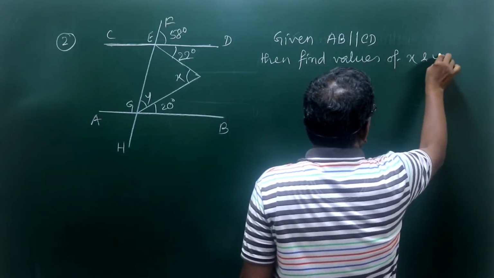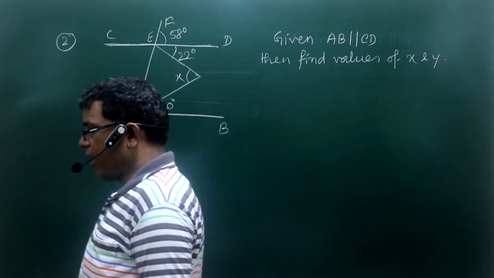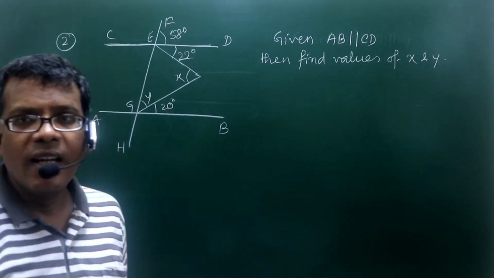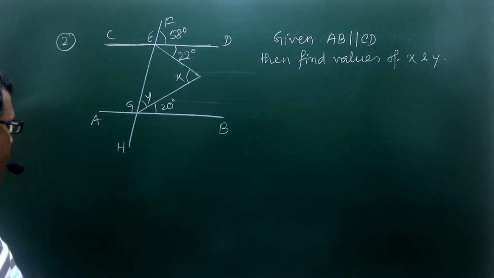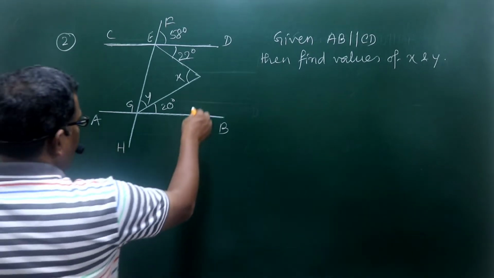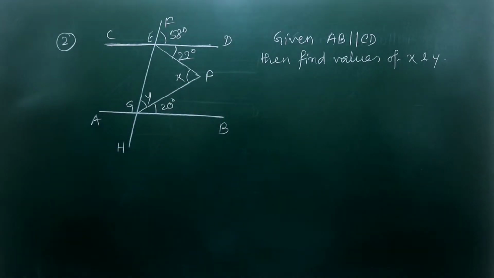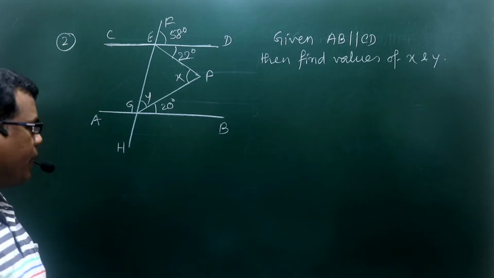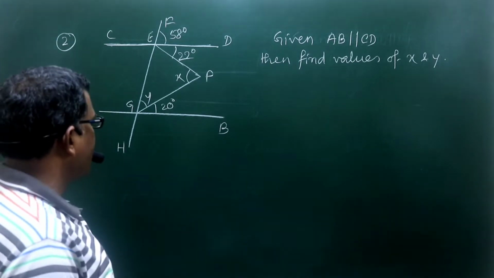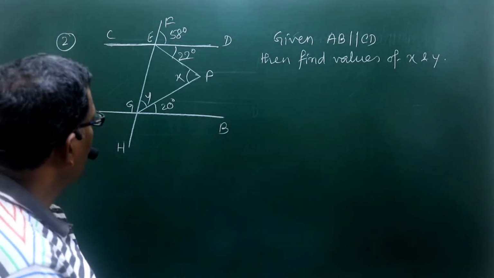X and Y. Okay, so we have to get the values of X and Y as angles appearing at two different vertices in a triangular geometry. If I name this P, the triangle portion is EGP, right? EGP. So in EGP there are two angles X and Y.